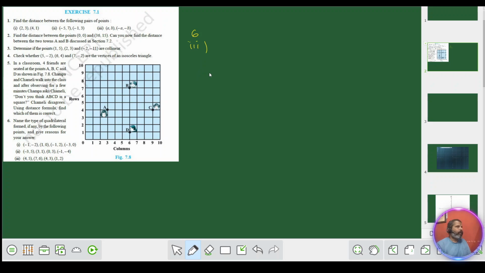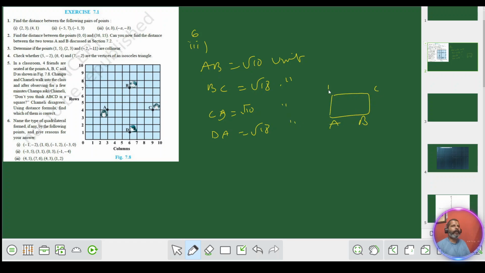Let's find AB. It comes to root 10 units. BC comes to root 18 units. CD comes to root 10 units, and DA comes to root 18 units. So if you form this ABCD, you observe AB and CD are equal, BC and DA are equal. So when opposite sides are equal, what do the given points form?